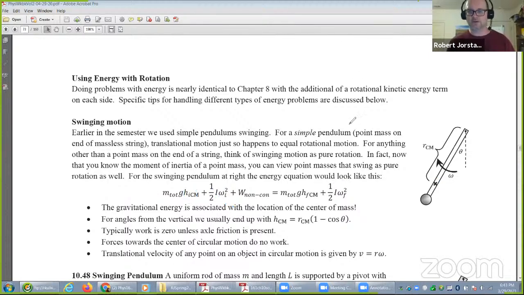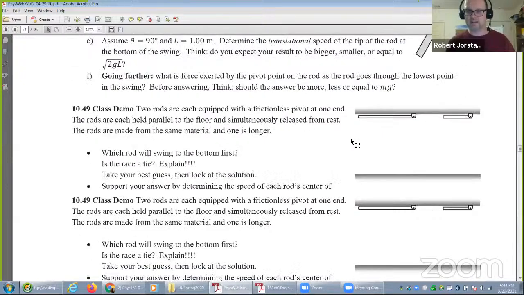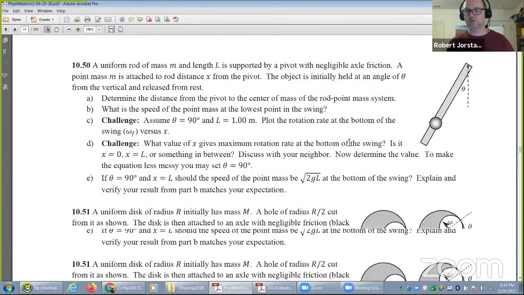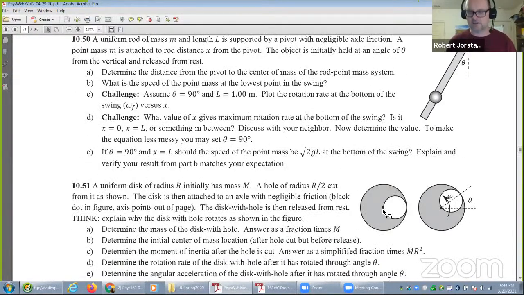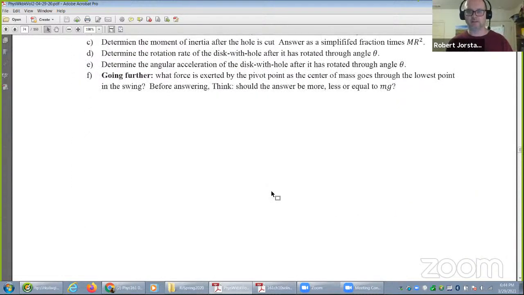Let's keep going further. Here's a rod by itself, different length rod. There's a rod with a point mass. Here is a circular plate with a circular hole cut out of it because it relates to a cam, right? We like to look at those.